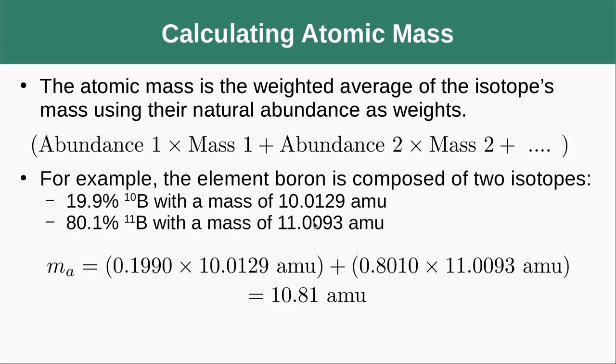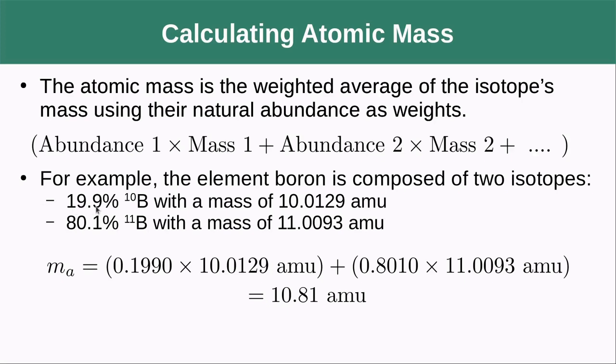In order to do a weighted average, you're going to take the abundance of one of the isotopes and you're going to multiply it by its mass. Then you're going to add that to the abundance of the second one, multiply it by its mass, add that, on and on until you've done all of the different isotopes that element has. We have an example of this in our homework with a video that I did explaining this in a little bit more detail. But let's look at our example here.